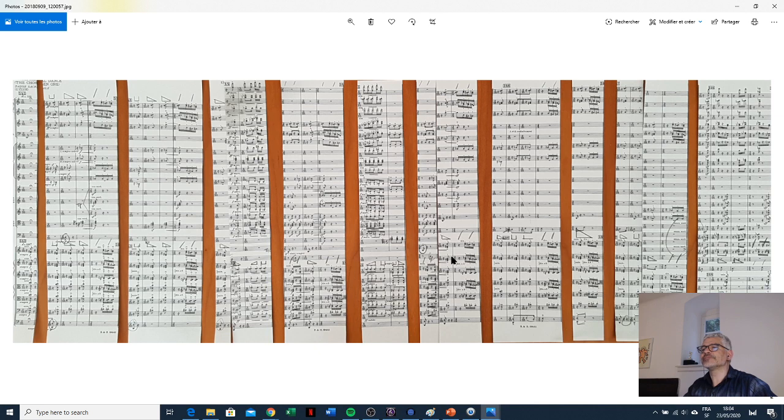Last version, is it the same? Let's see. 2, 3, 2/8. Same. No problem. So you have version 1, repeat it, with a little bit of differences here in the orchestration. Version 2, repeated also without any major differences here and here.